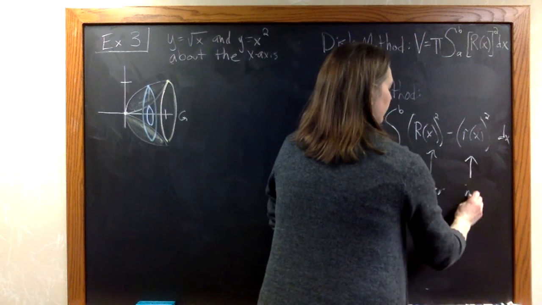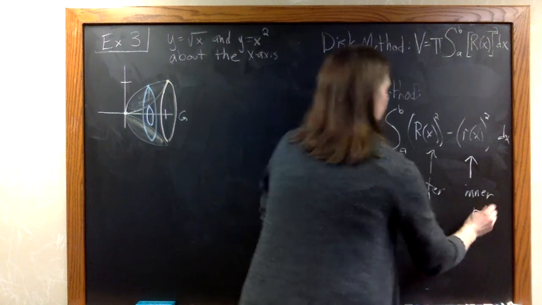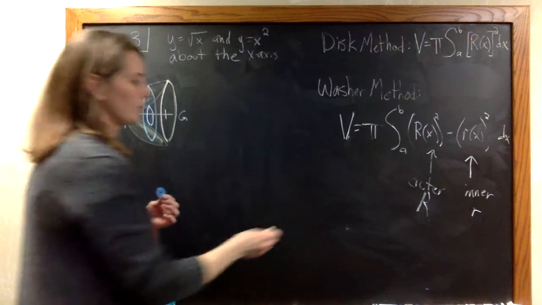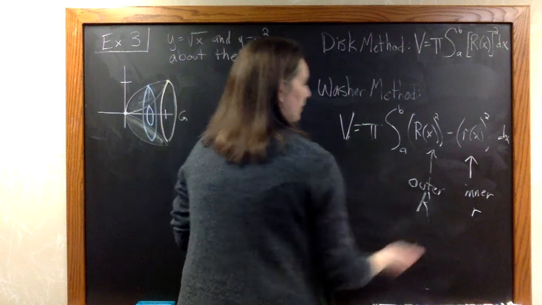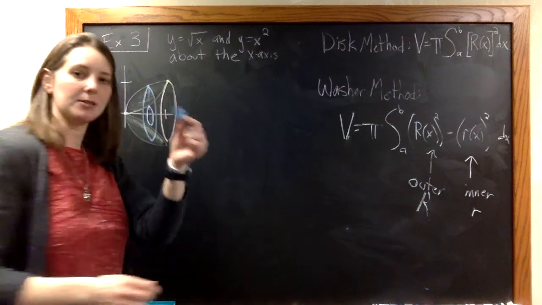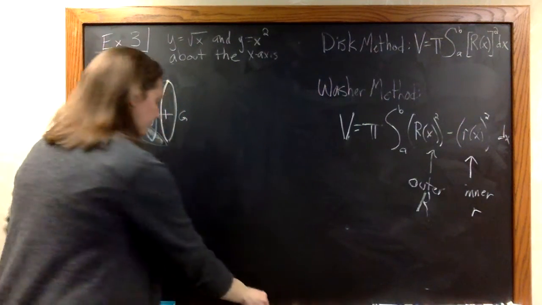And we call that the inner radius. Okay. All right, so we'll take a look at how this works in example 3. Okay, but this is the washer method, and it happens when you have holes.